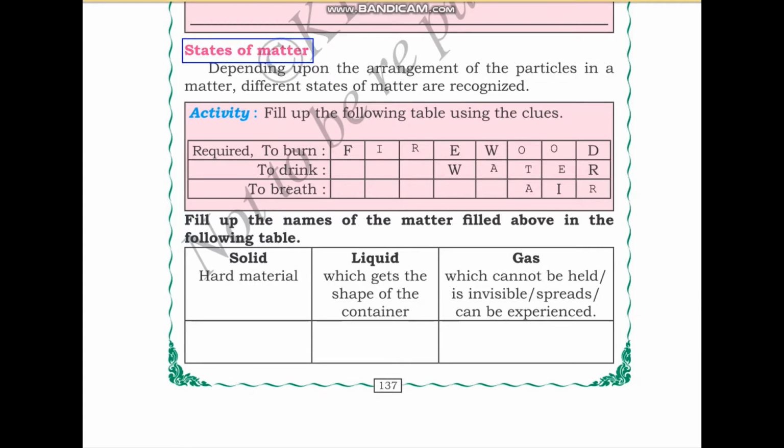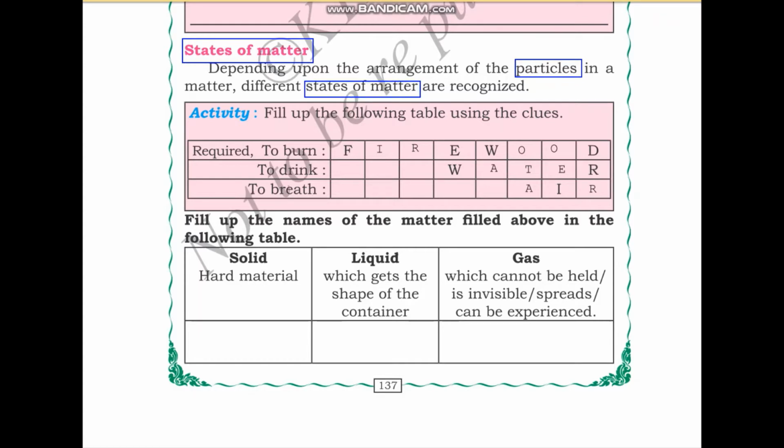Depending upon the arrangement of the particles in a matter, different states of matter are recognized. So we learned that any matter is made up of a number of invisibly small particles. Depending upon how these particles are arranged, different states of matter are recognized. These particles can be arranged very close to each other or they can be far away from each other also. So let us learn about the states of matter in this section.